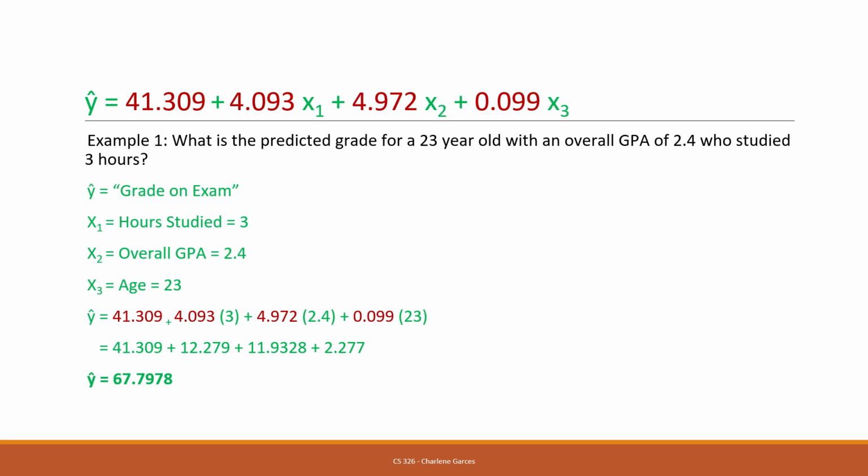67.7978. So kung mo-predict ta or mo-analyze ta og edad nga 23 years old na ang overall GPA or the grade percentage average of 2.4 nga nag-study ra og 3 hours, most probably ang makuha niya sa exam is 67.7978. So mao na siya ang purpose sa model. So mo-predict siya, mo-analyze siya using the data set nga imong gi-fed.